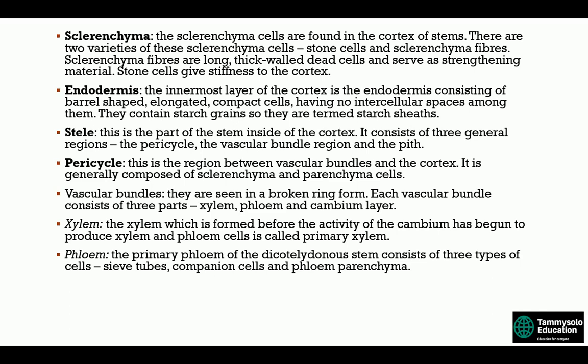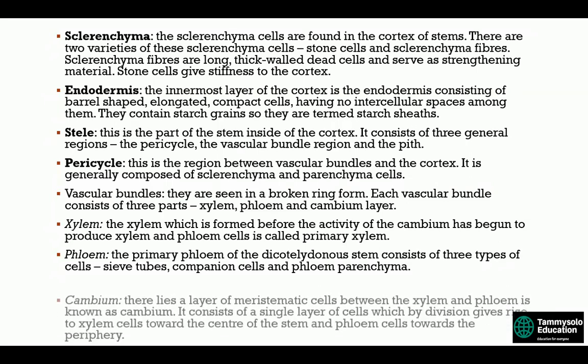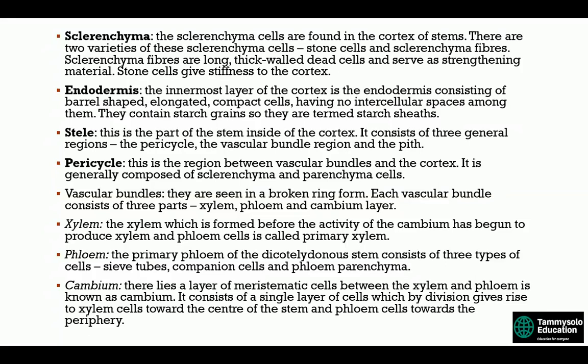Phloem: the primary phloem of the dicot stems consists of three types of cells: the sieve tubes, companion cells, and phloem parenchyma. There lies a layer of meristematic cells between the xylem and the phloem. It's known as cambium. It consists of a single layer of cells which by division gives rise to xylem cells toward the center of the stem and phloem cells toward the periphery.